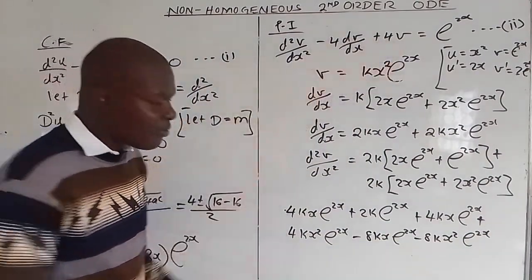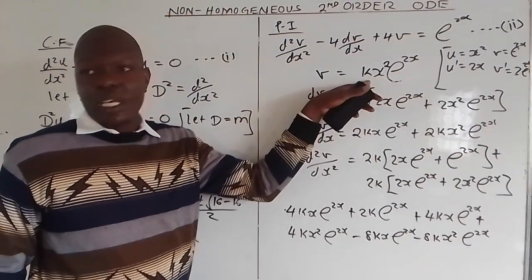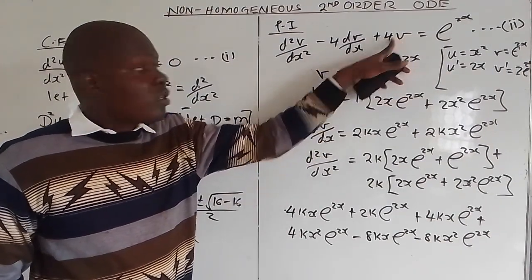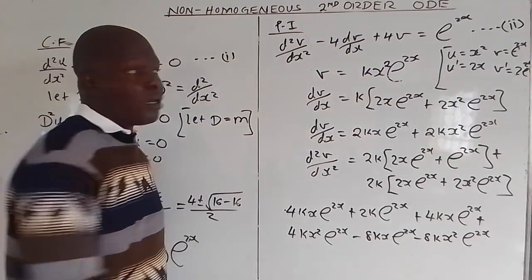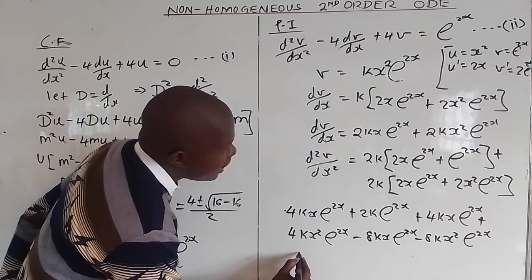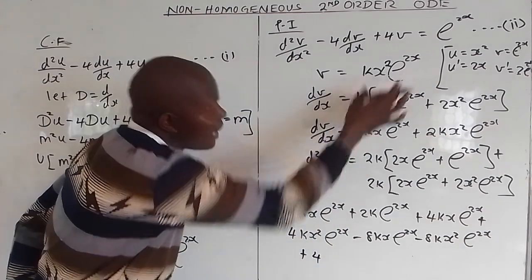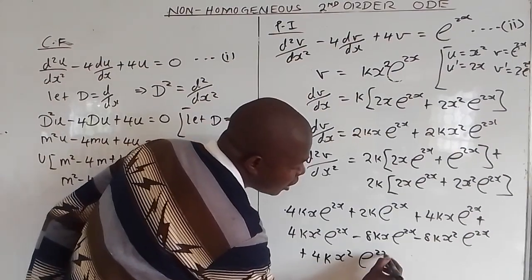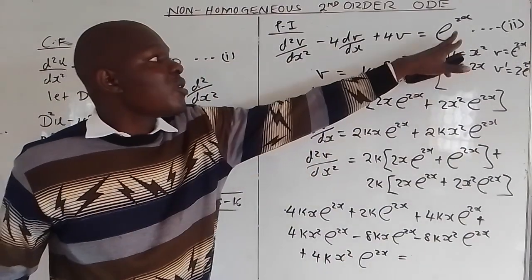Then it is plus 4v. 4 times v. What is your v? See, v is this. So we multiply 4 by v, isn't it? 4 times this, you get plus 4k x squared exponential 2x. So the whole of this equation is equivalent to what?